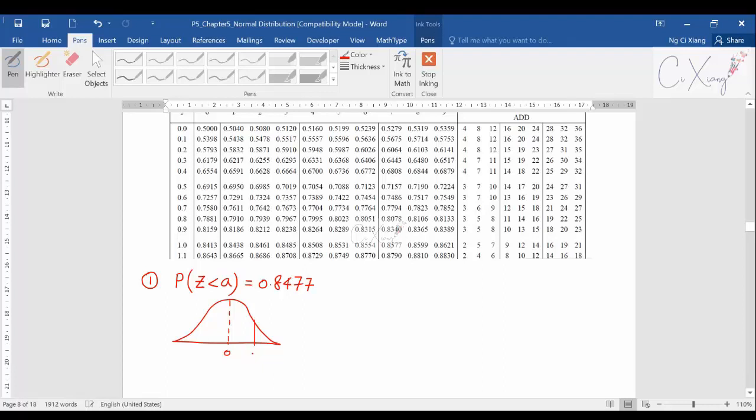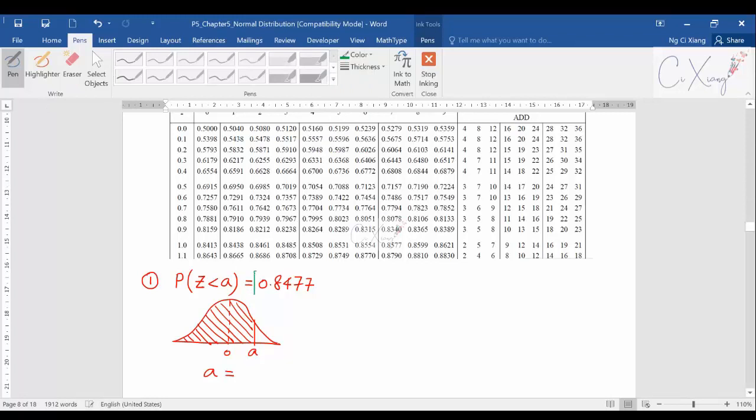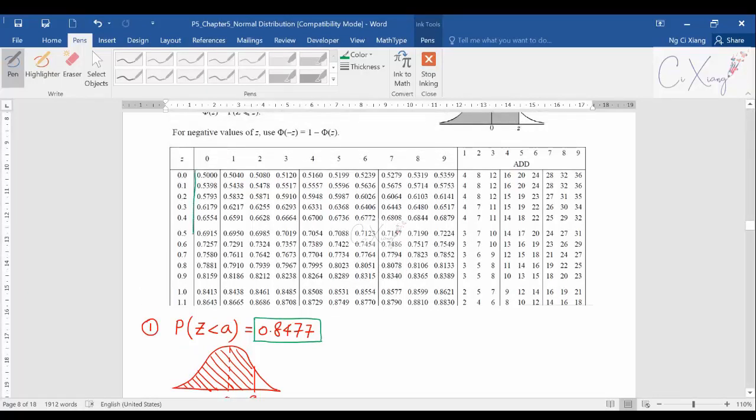The a will be here because the area is large, right? So the a should be here, and then the area denoted by the question is this one. You just need to draw a graph to stand by only. Secondly, for the a, the next step is you write a equals to. Now you want to get the value of a from the table. This is the area, 0.8477. Therefore, you should look for the 0.8477 from this part.